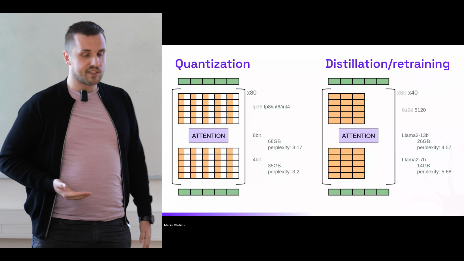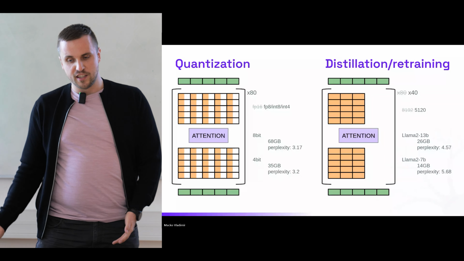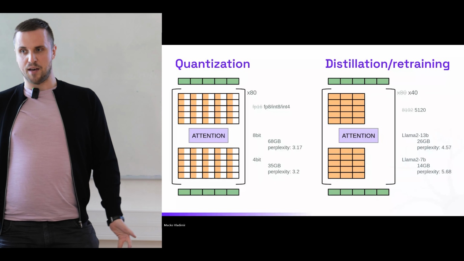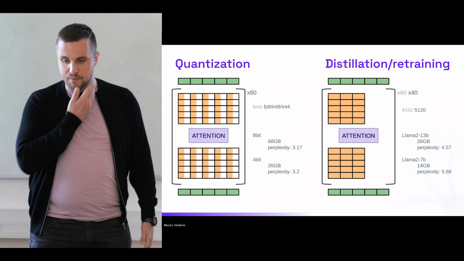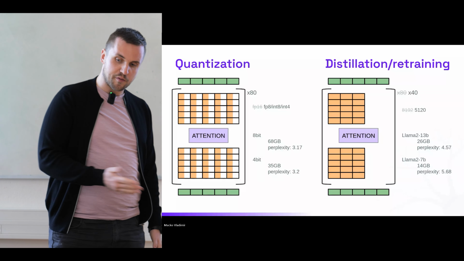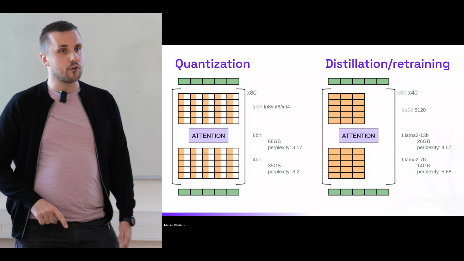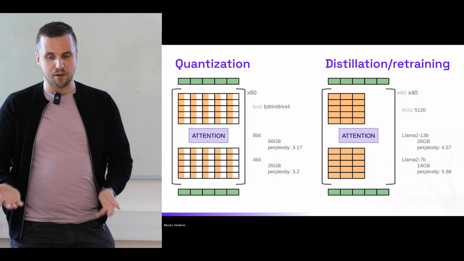On the other hand, we have distillation. And thankfully, Meta provided us gracefully with other variants of the Llama 2 model, with Llama 7b and Llama 13b. And those can fit into those 32 gigabytes of GPU memory. However, their perplexity is much, much worse. And we cannot count on this.